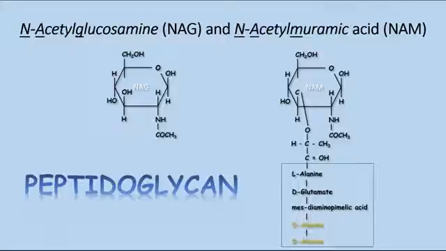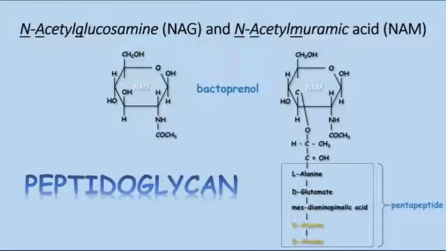Peptidoglycan is going to consist of the monomeric sugars known as N-acetylglucosamine, or NAG, and N-acetylmuramic acid, NAM. NAM is going to be covalently linked to a pentapeptide, 5 amino acids. This sequence of the 5 amino acids will vary between different species of bacteria, but they will all end in 2 D-alanines. The only exception is the final D-alanine is replaced by D-lactate.